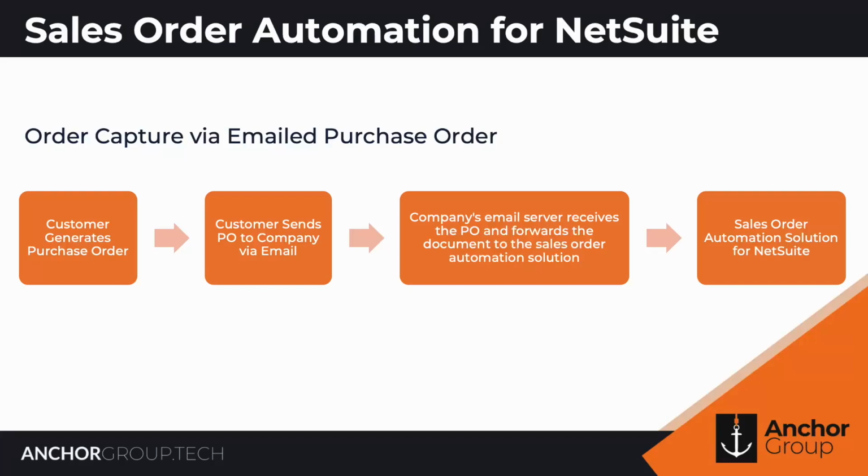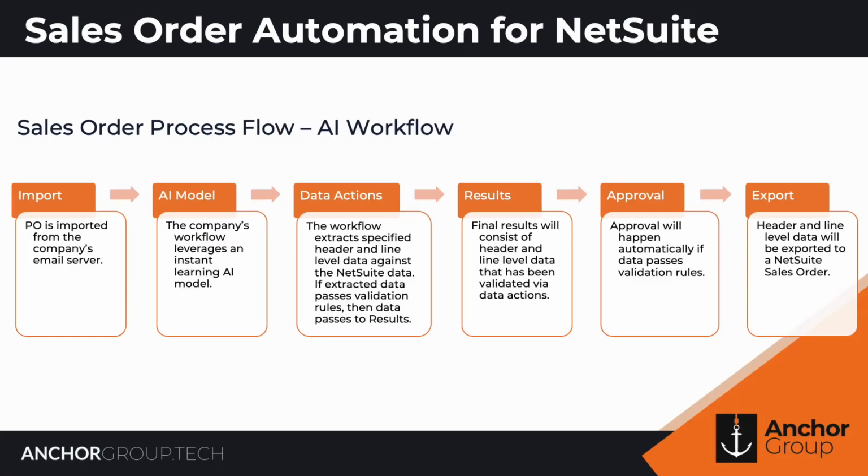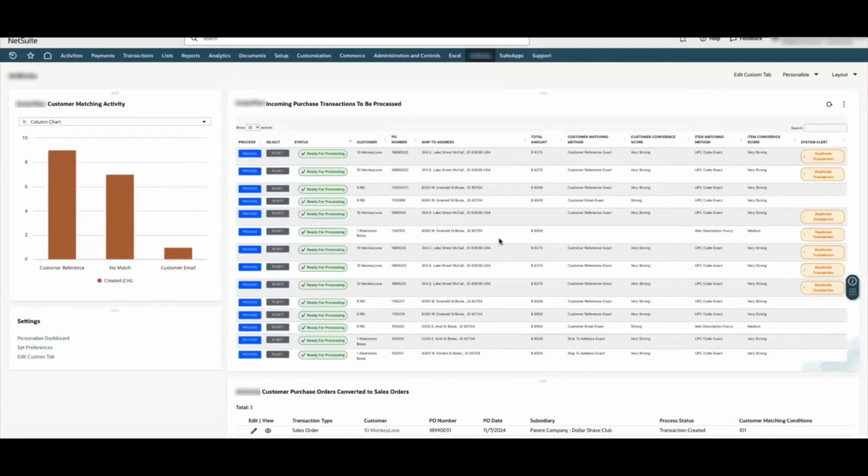This sales order automation solution for NetSuite eliminates all of that. Every single time a customer sends in a purchase order via email, it automatically flows into the queue. The AI model built into this solution extracts, structures, organizes, and exports the data into a NetSuite sales order so that the end user doesn't have to do any manual data entry. As soon as the PO hits their email, it's ready for review and approval in NetSuite. So let's jump in and take a look at that.